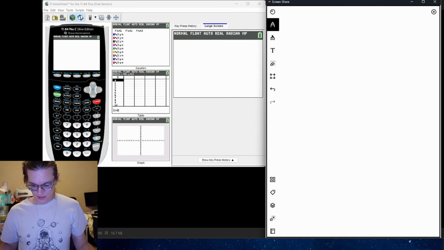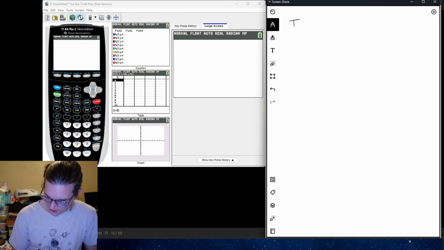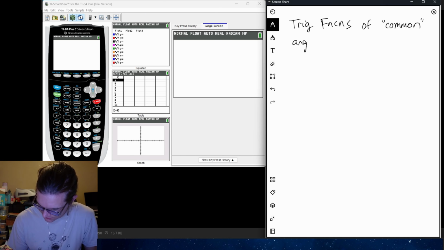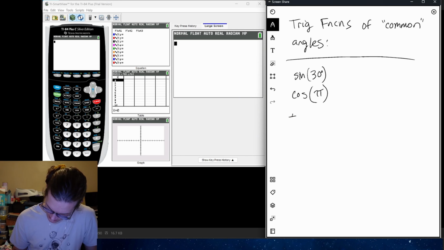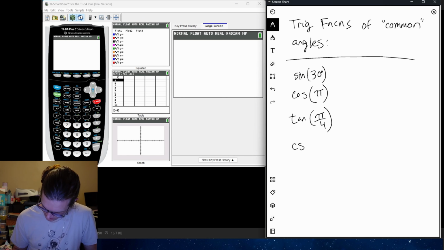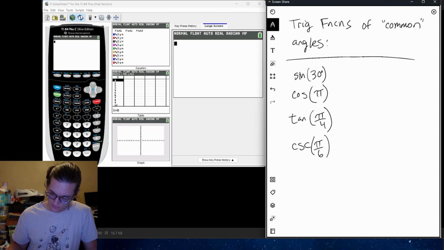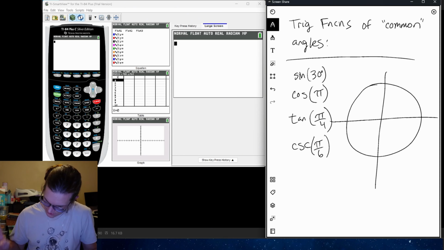Okay, so what we've done so far is look at trig functions of common angles, right? Which is, what's sine of 30 degrees, what's cosine of pi, what's tangent of pi over 4, what's cosecant of, who knows, pi over 6. These common angles are this 30 degrees, which is on the common unit circle.